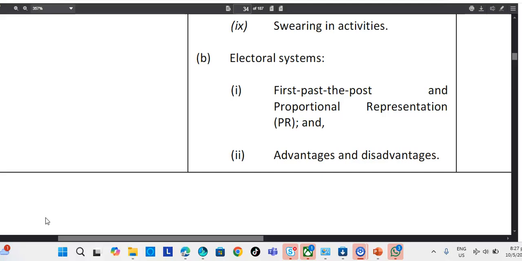A disadvantage of the PR system as it obtains in Guyana is that political parties publish their list of candidates without letting the electorate know how they are ranked for selection to the legislature. This allows party leaders to choose candidates who are more loyal to the leader as against those who show loyalty to the country.